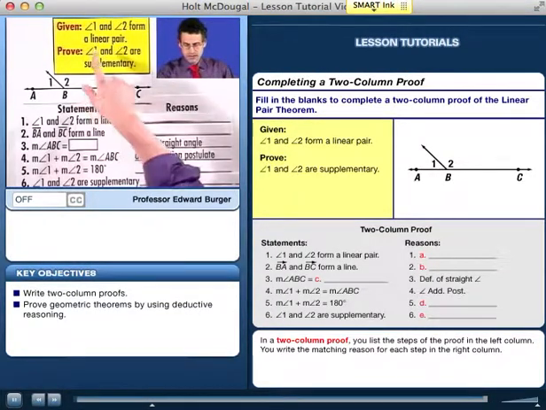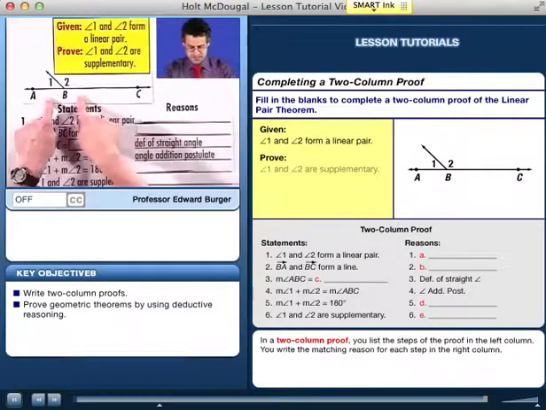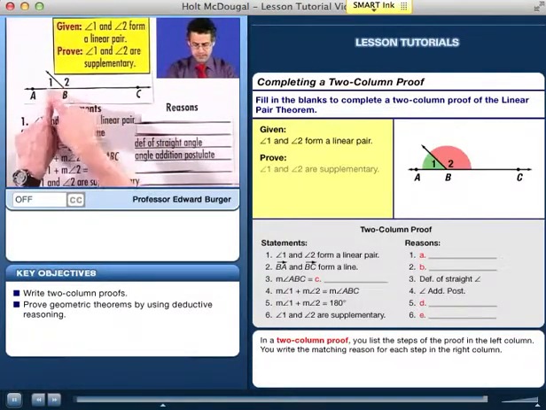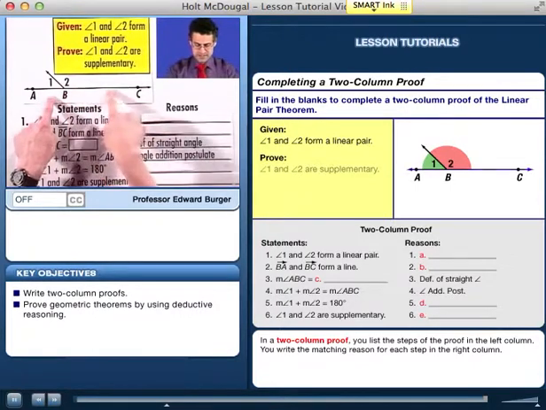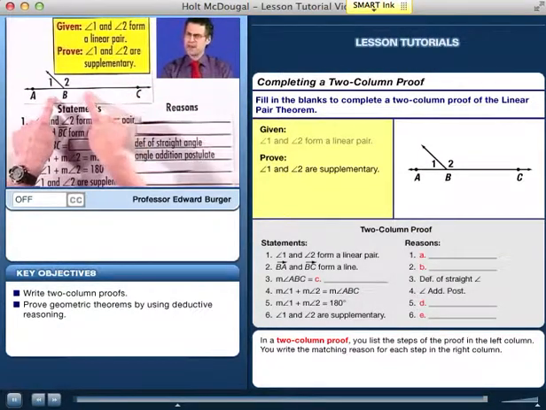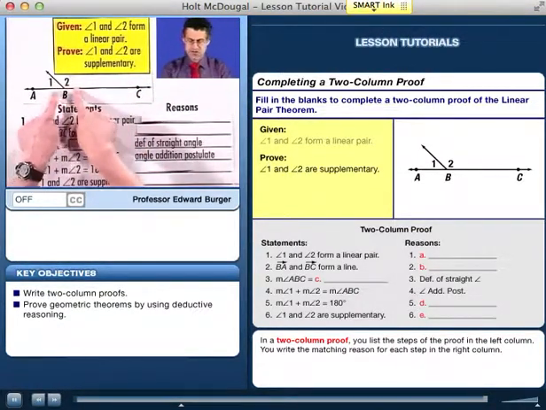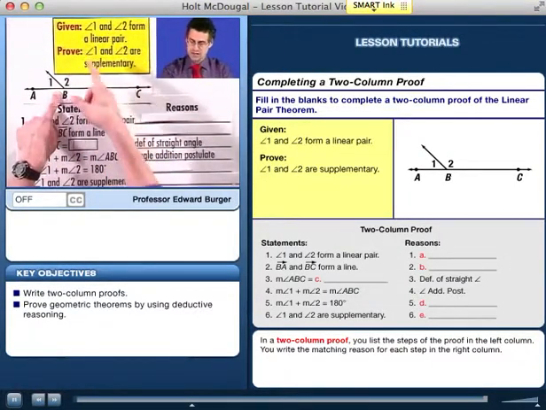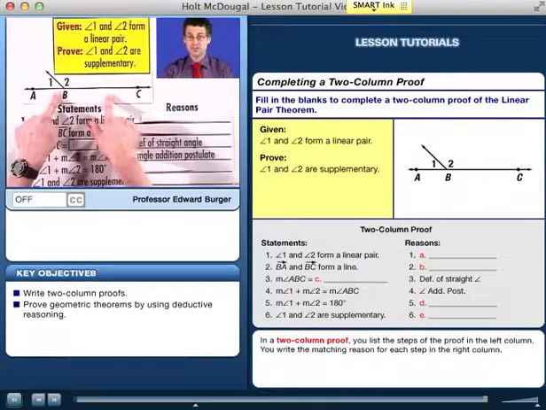So, we're given angle 1 and 2 form a linear pair. So if we look at the picture here, we see angle 1 and angle 2, and they form a linear pair. Certainly this figure seems to indicate that, so that looks good. And we're supposed to prove that angle 1 and 2 are supplementary. Remember what that means. That means that the sum of the measures of those angles equals 180 degrees. So let's see if we can use this given information in order to prove this result.